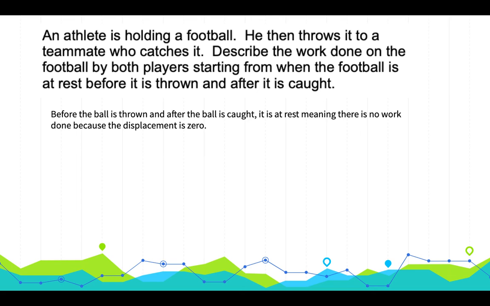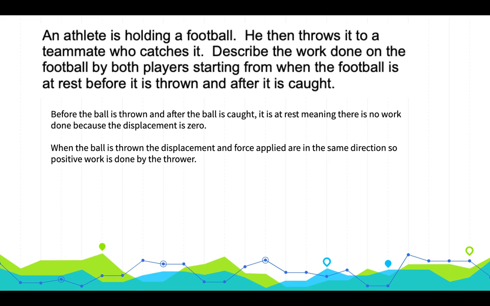Okay, let's think about when it's thrown by the thrower. So think about the direction of displacement and the direction of applied force from the thrower. The displacement and the force will be in the same direction. When the ball is thrown, the displacement and the force applied are in the same direction. So positive work is done by the thrower on the ball.